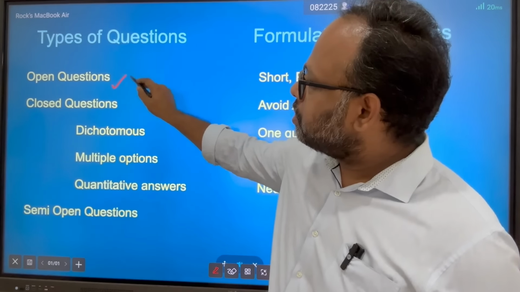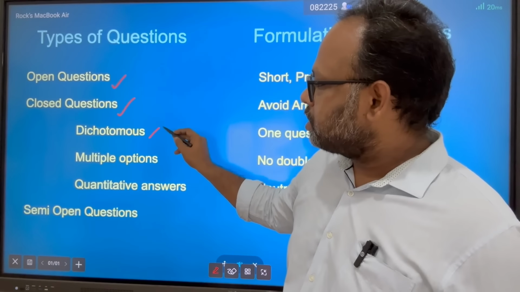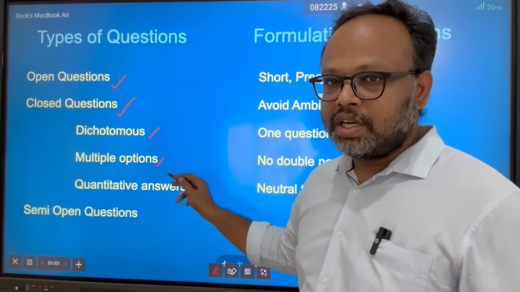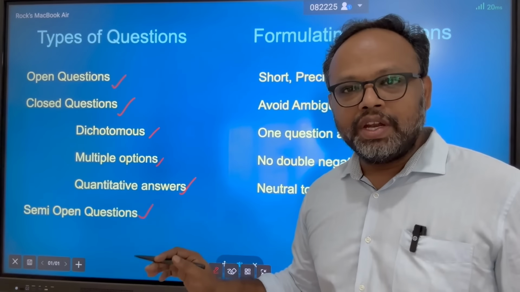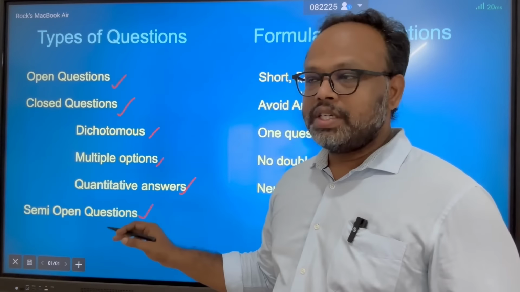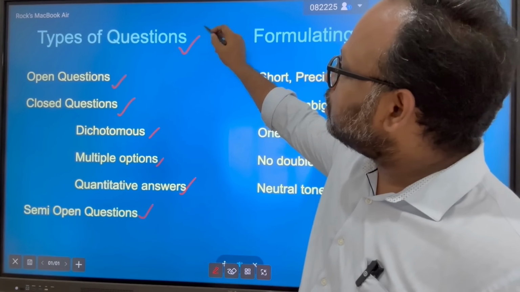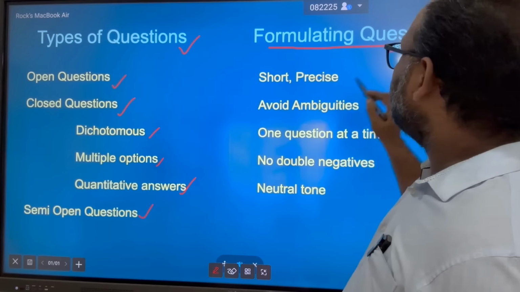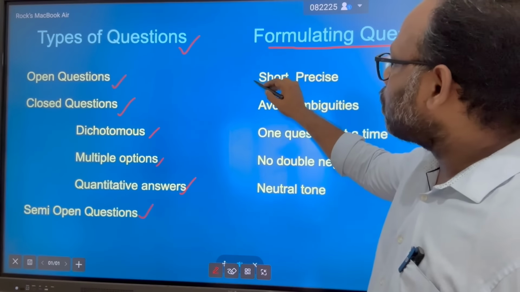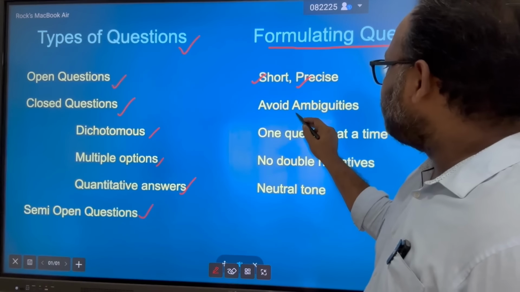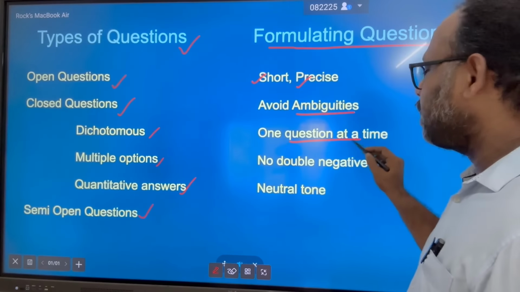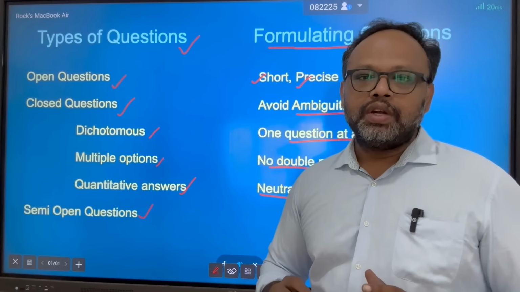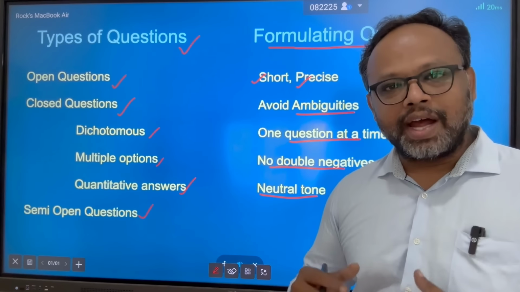We have open questions and closed questions, under which we have dichotomous responses, yes or no, multiple options, or quantitative answers. All can be considered closed questions. And we have semi-open questions. When we include others, specify, in the options, we call it semi-open questions. This is the type of questions which we can include in a questionnaire or study pro forma. These are the principles which we should follow when we are formulating the questions. It should be short and precise, and we should avoid ambiguities, and we should ask one question at a time. Then we should not include double negatives, and the question should be of neutral tone. The tone of your question should not direct the participant to answer in a particular way.